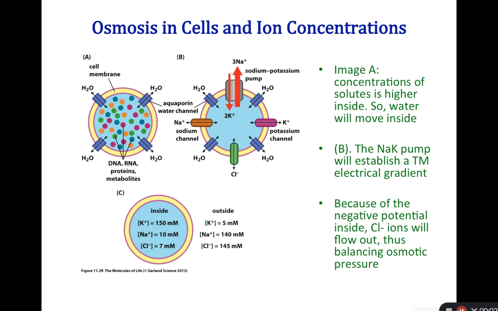When the cell is electrically negative in the inside with respect to the outside, this transmembrane electrical gradient pushes out chloride ions from the cell through chloride channels. This flow of chloride ions outside the cell results in a higher concentration of chloride ions outside the cell than inside the cell, thus balancing the osmotic pressure.